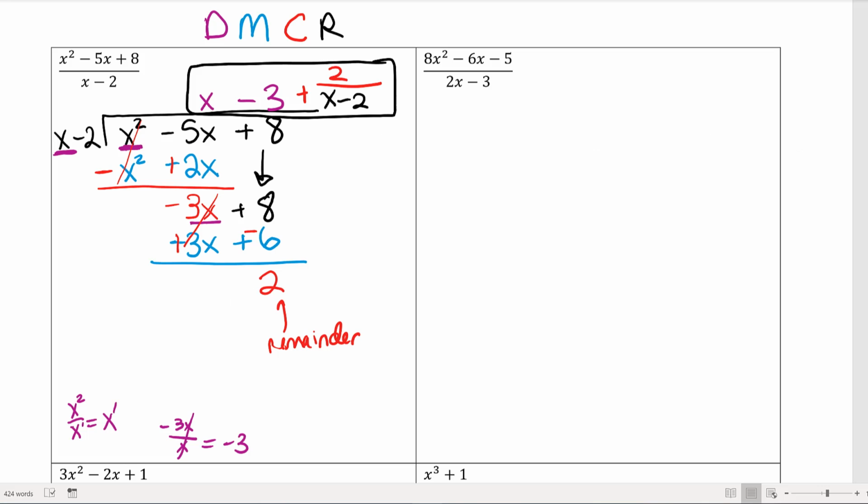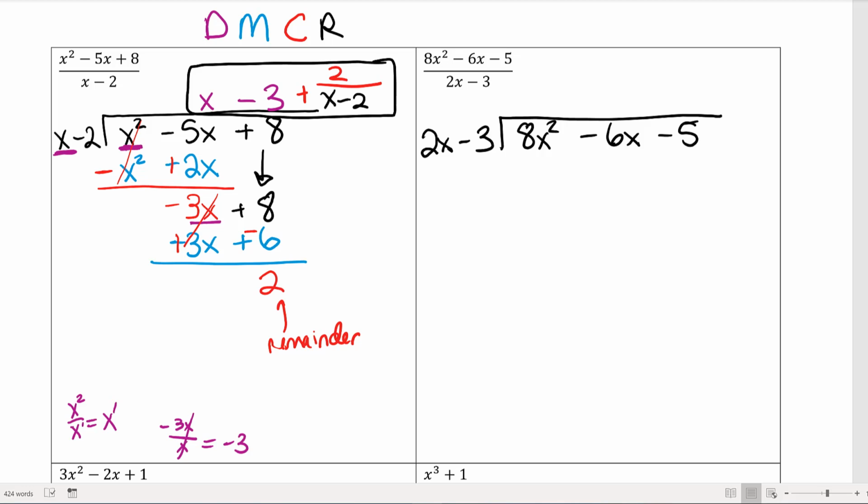Let's do this again. Step 1 says to set up your divisor. So we have 8x squared, that's the numerator, minus 6x minus 5. Notice that the x squared needs to come first, then the x, then the number, and there can't be any gaps in there. Then I put the divisor, 2x minus 3, out in front.